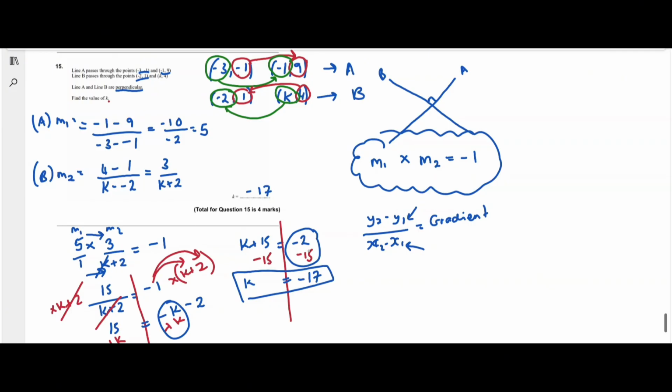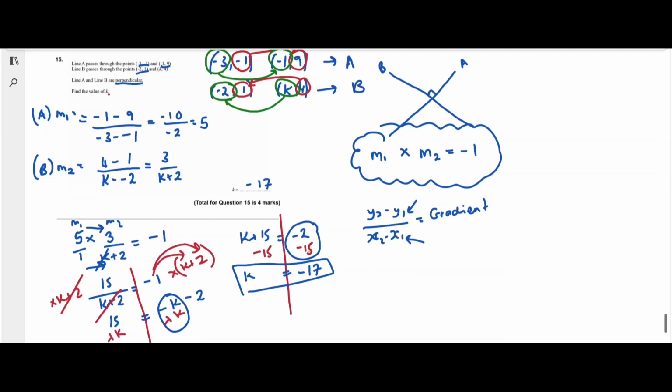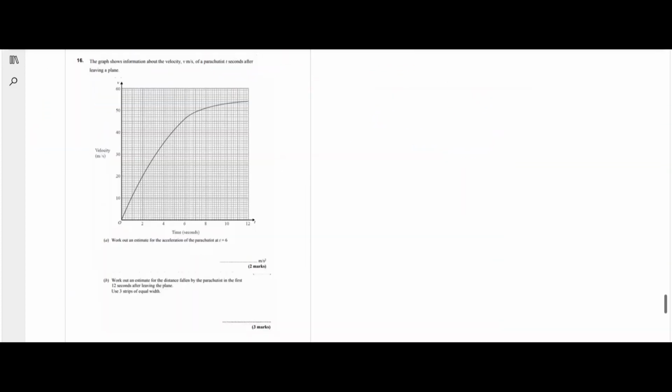So be really careful, and please use your calculator even if you're super confident, because as I said before, stress in exams can make us all do strange things. So that is the end of question 15. So now we move on to question 16.